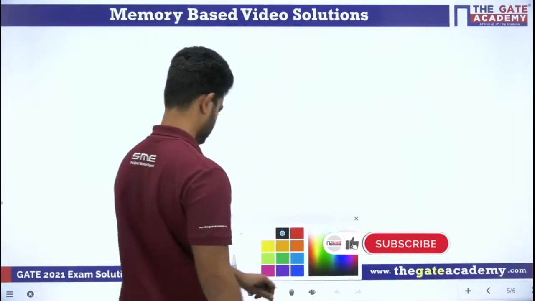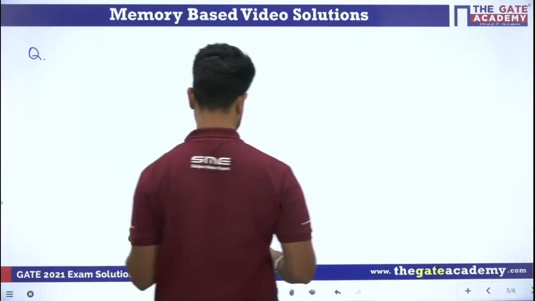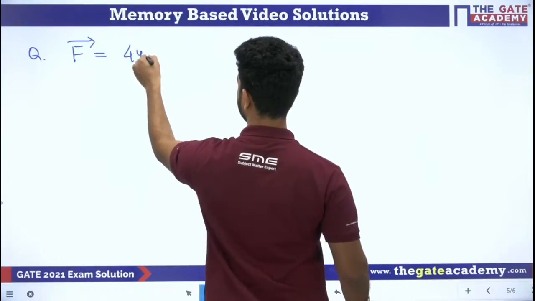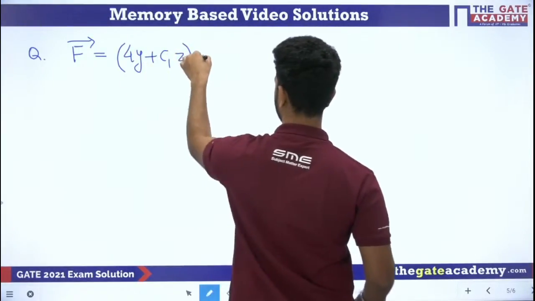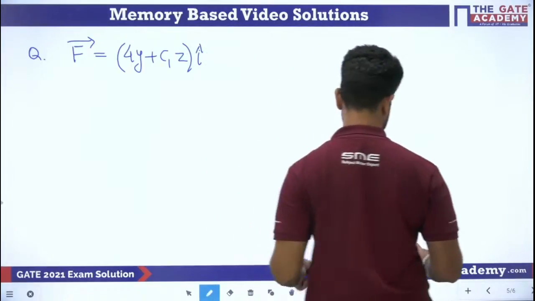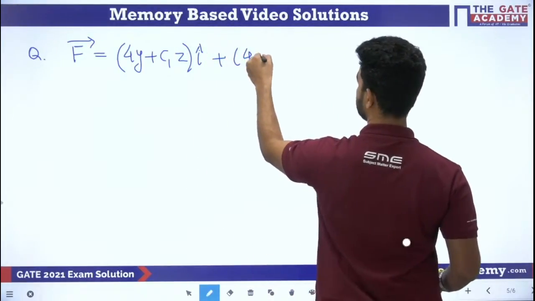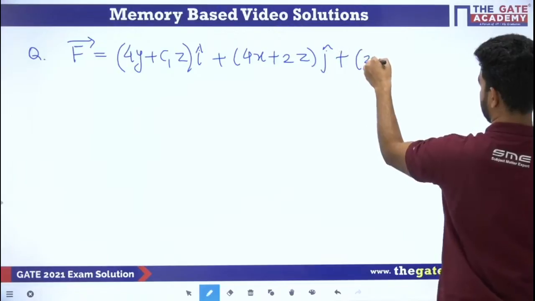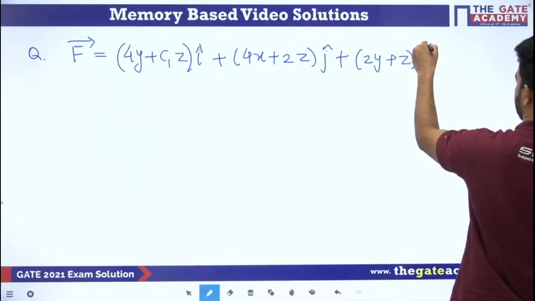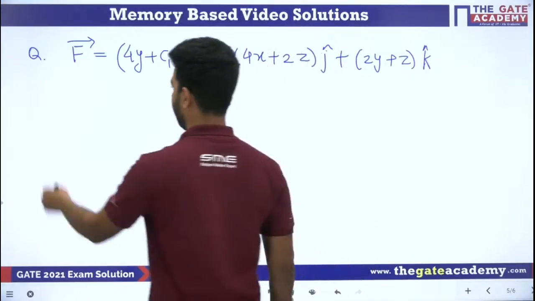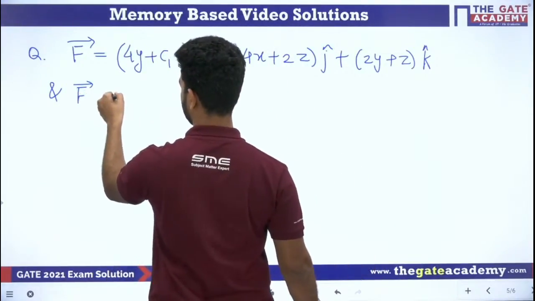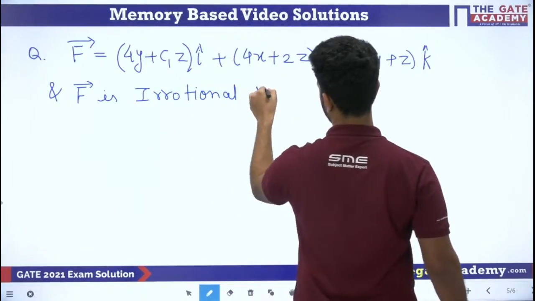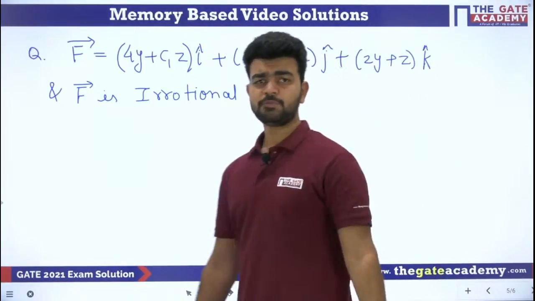So the question: F is equal to, it is a very easy question actually. I should not have solved it, but it's okay. I will give some extra information over here. And it is 4x plus 2z j plus 2y plus z into k. If this is given to us, and it is said that F is an irrotational vector field.